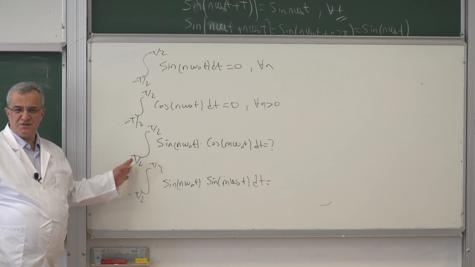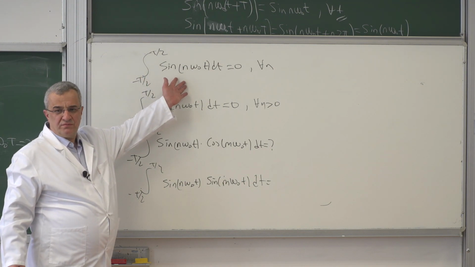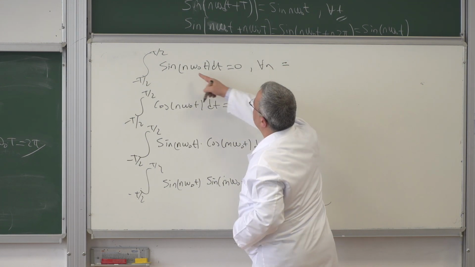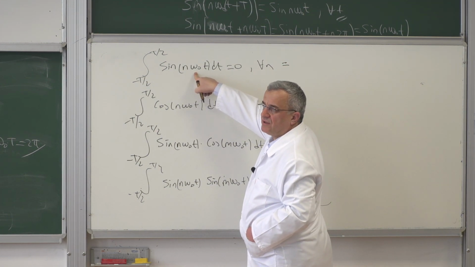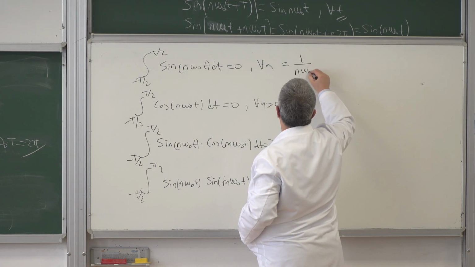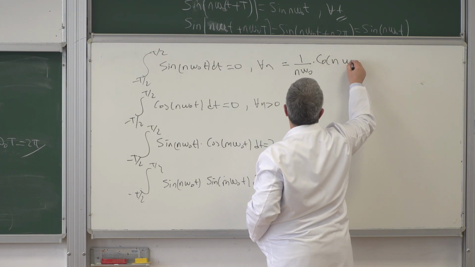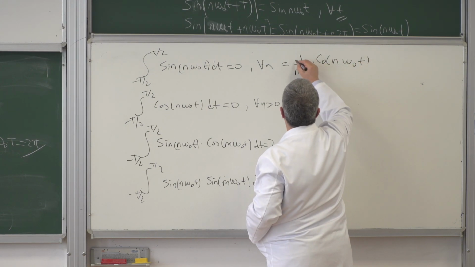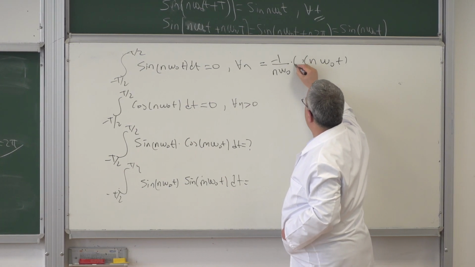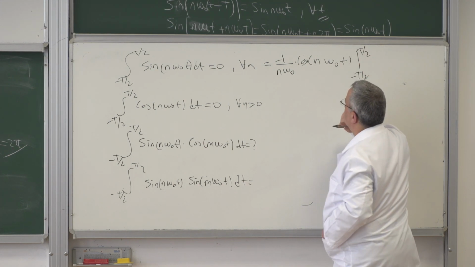What do we say about these things? Let's compute them, right? We know this is 0. Let's see, when it's so easy to do, let's just do it. What is the integral of this? This is 1 over n omega 0 cosine of n omega 0 t, and I have to have a minus here because the derivative of cosine is minus sine, right? So from minus T over 2 to plus T over 2.